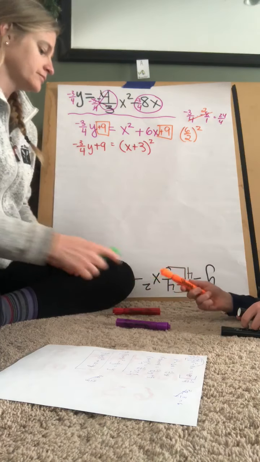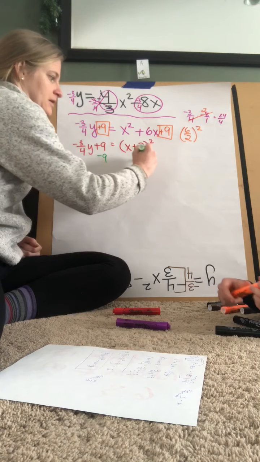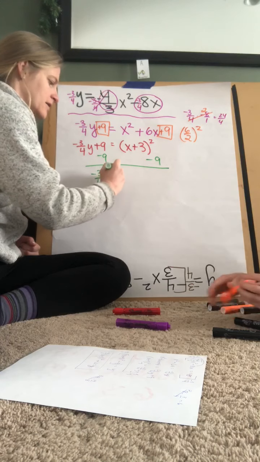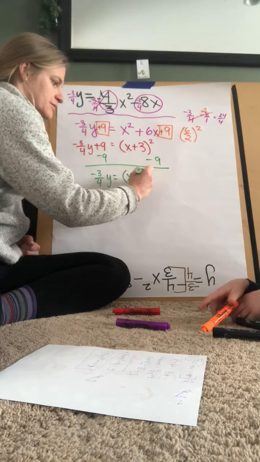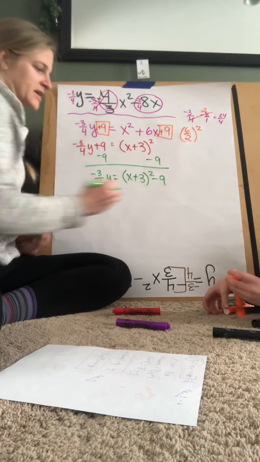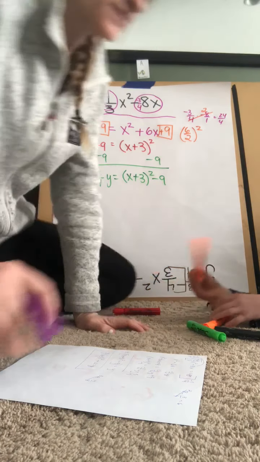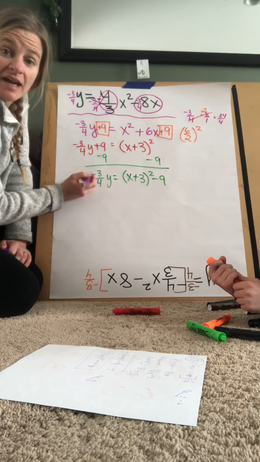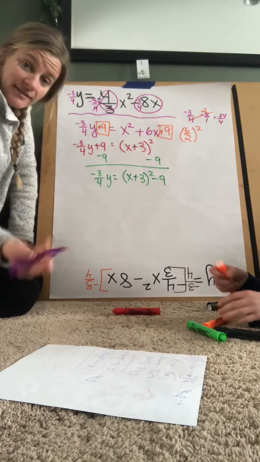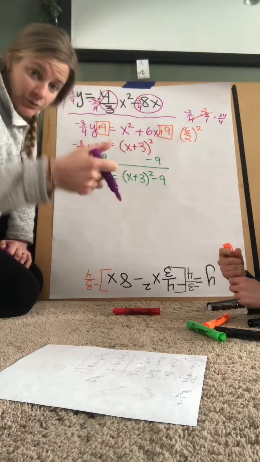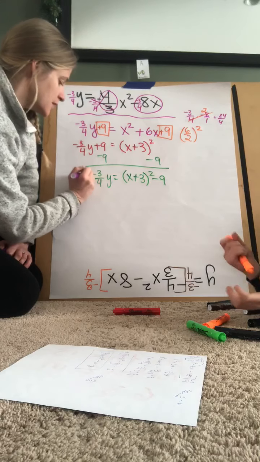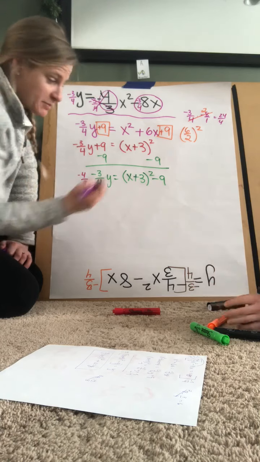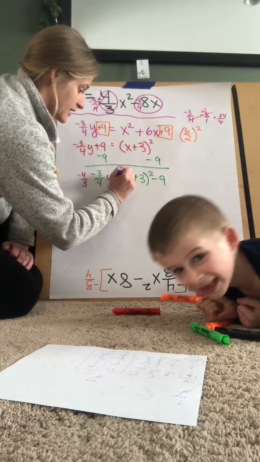Minus 9. Minus 9. Negative 3/4 y equals x plus 3 squared minus 9. Now you've got to get rid of this negative 3/4 to get y by itself. But again, the opposite of 3/4 is 4/3, the reciprocal. So you have to multiply this by negative 4/3, which means you have to multiply this by negative 4/3.